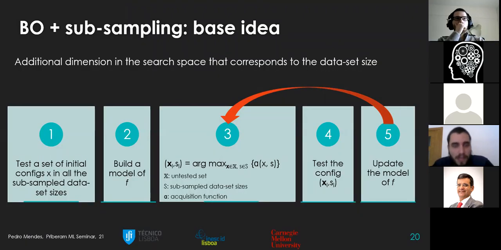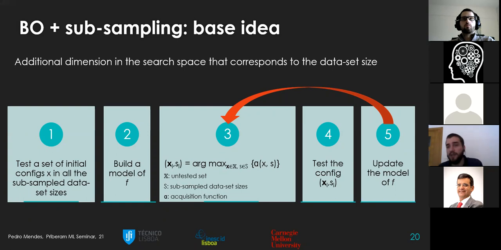And the base idea, when we add the subsampling technique, is to add an additional dimension to the search space that corresponds to the dataset size used to test the configuration. So the algorithm performs as follows. First, we test a set of initial configurations, X, but we test these configurations on all the subsample datasets. This way, we can have a better idea how the accuracy and the objective function evolve in the dataset size dimension.